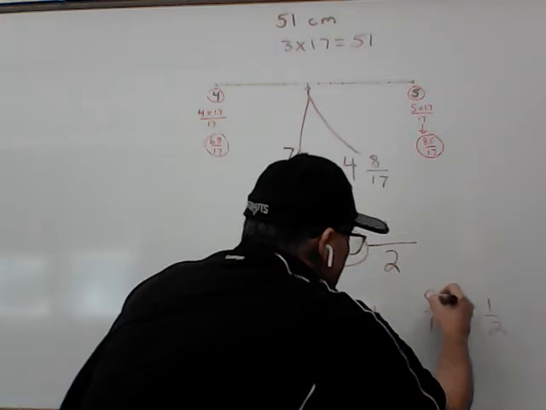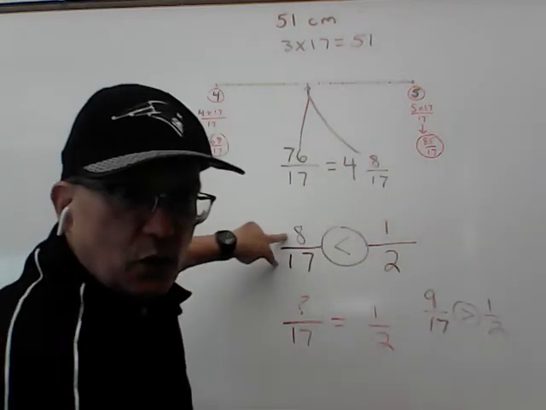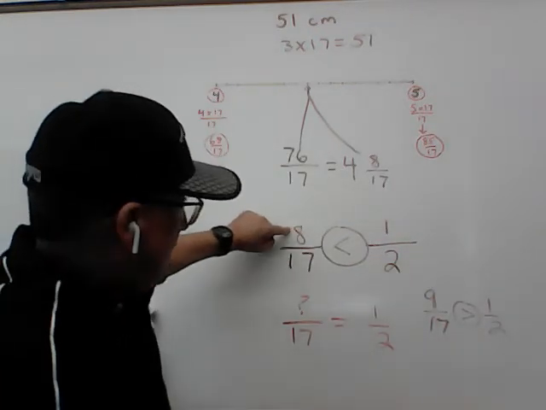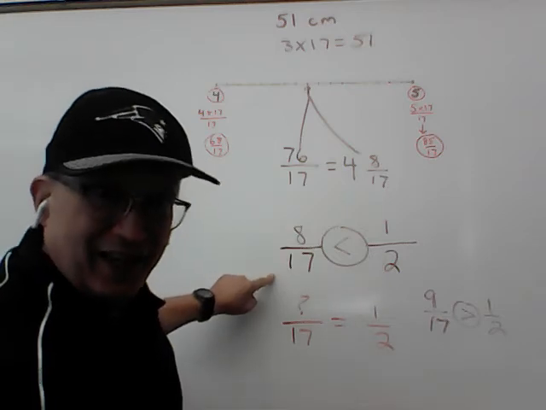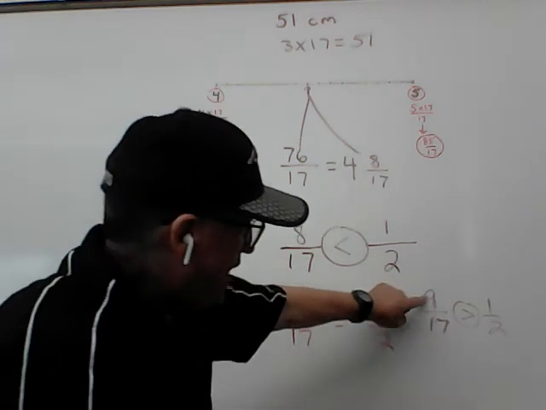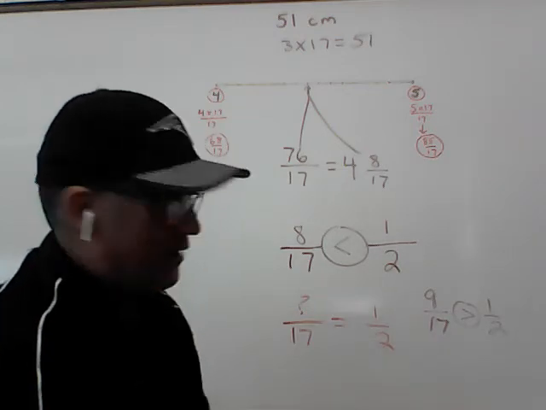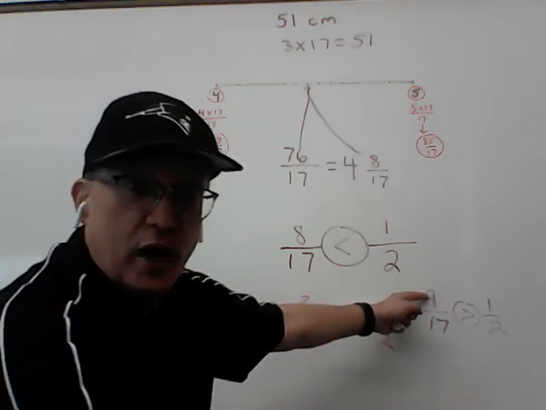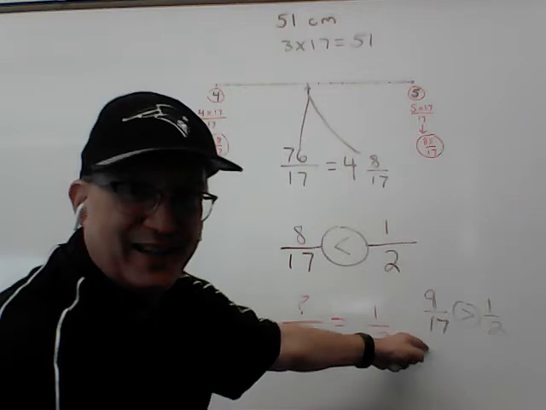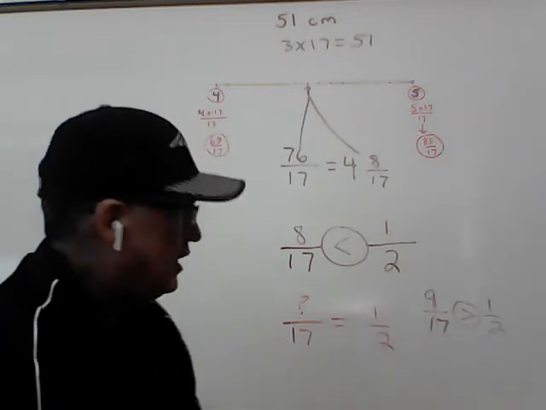Okay? 8/17 is less than 1/2. Why? Because 8 is less than half of 17. And 9/17 is greater than a half, because the 9 is greater than half of the 17. 9 is more than half of 17.